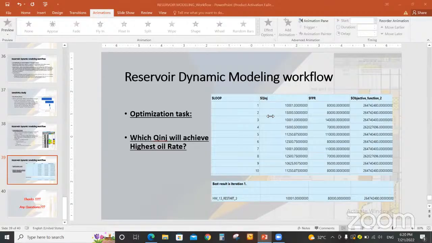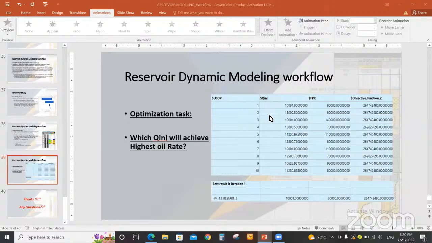What are the uses of relative permeability and capillary pressure? Relative permeability is used to simulate the flow of different fluids at the same time, like when you have oil and water. The relative permeability will determine the percentage of oil production and water production. Capillary pressure is used to distribute the saturation.